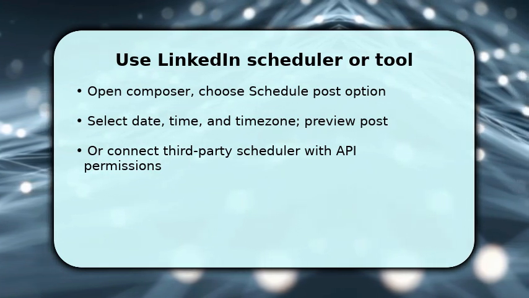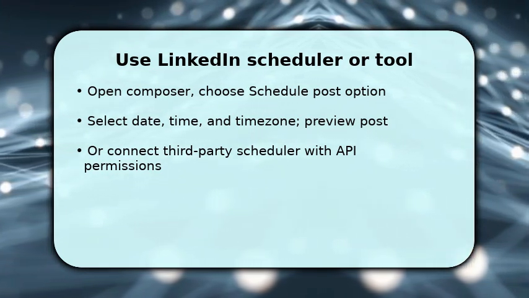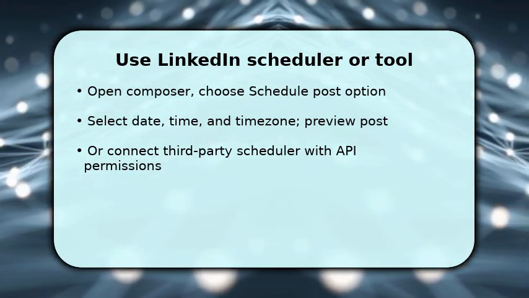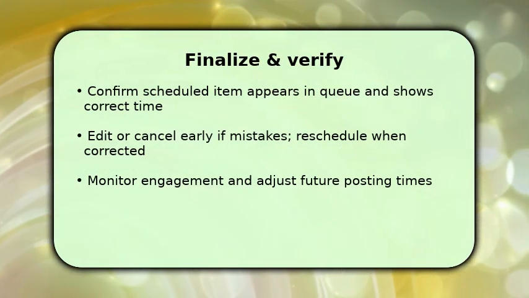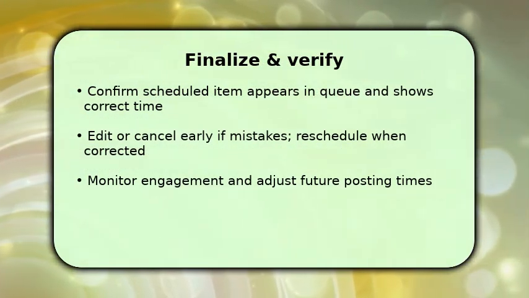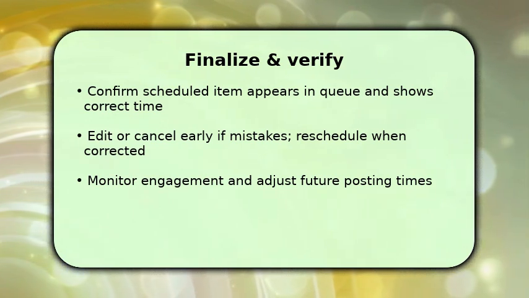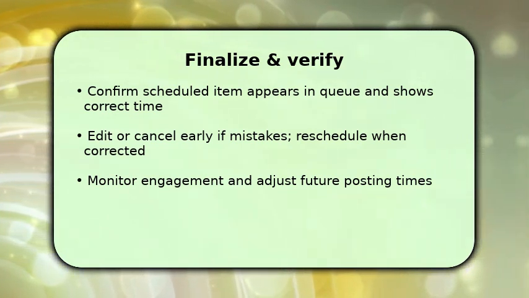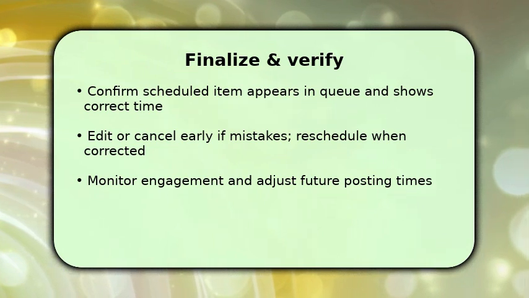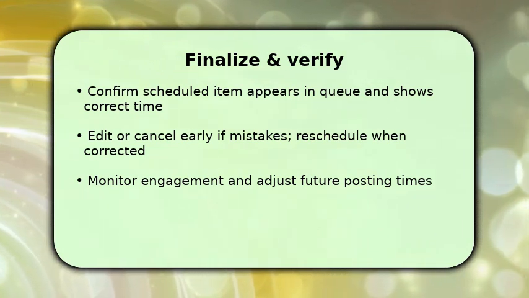Once scheduled, verify the draft entry in your scheduled posts list so you can monitor or adjust timing before it goes live. Finish by double-checking the scheduled queue. Confirm the displayed time zone and media render exactly as you intended so the post publishes correctly. If you spot an error, edit or cancel immediately and reschedule. This prevents duplicate content and brand mistakes.